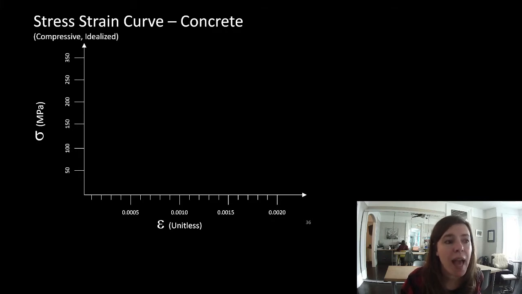Okay, let's look at a stress-strain curve of concrete. This is a compressive stress-strain curve, and it's idealized. It doesn't look exactly like this, but this is how a lot of engineers will look at it. I'm doing a compressive stress-strain curve because for concrete, the stress-strain curve for tension is practically zero. We tend to think of it as having zero capacity.